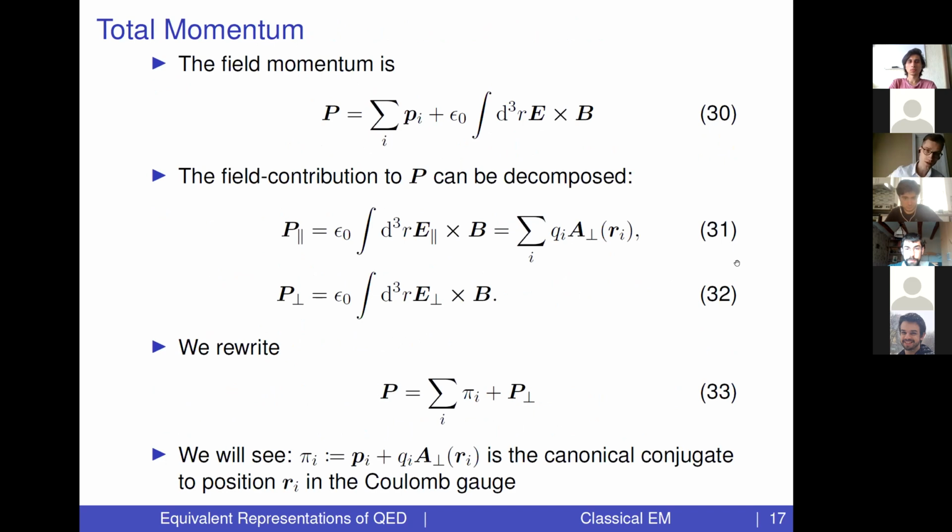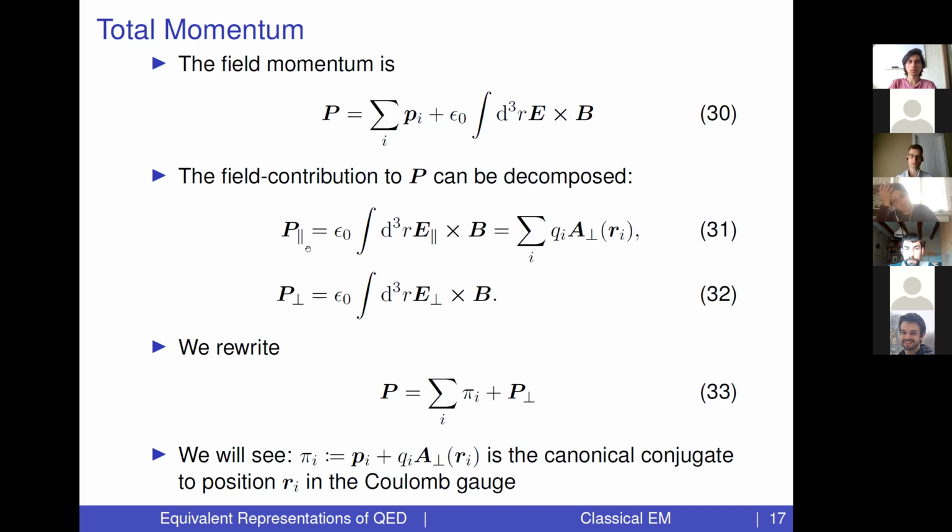Okay, we can also do a similar thing with the field momentum, or with the total momentum, and we have the particle momenta added to the field momenta. This seems familiar, of course, to some of you, as it is related to the Poynting vector that gives us the total field momentum. And we can also do a decomposition as before, where we define the longitudinal field contribution to the total momentum and the perpendicular one.